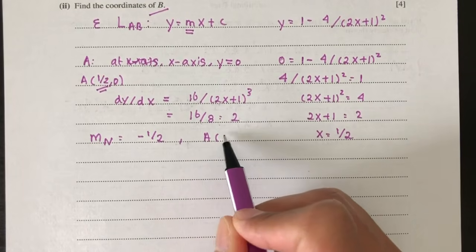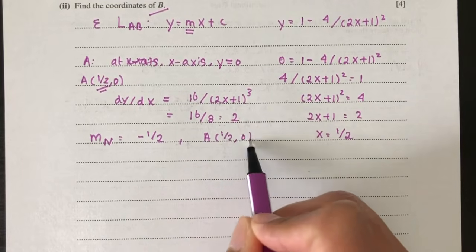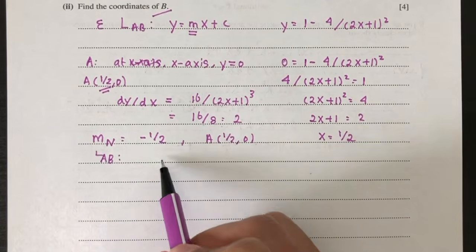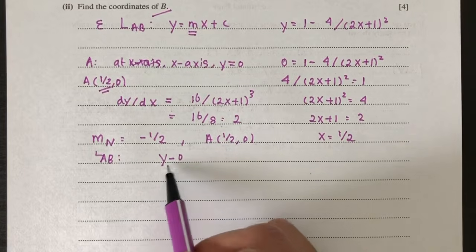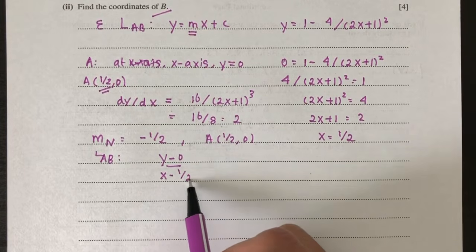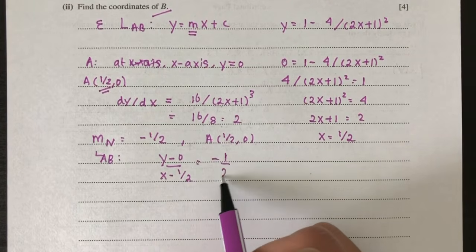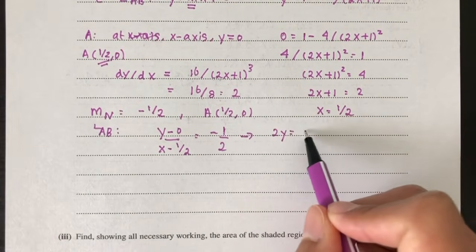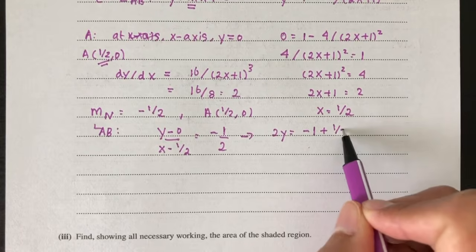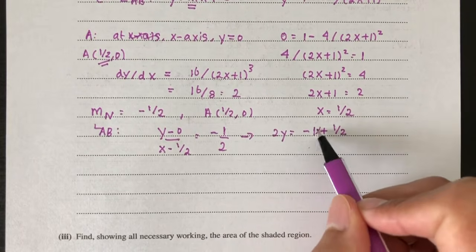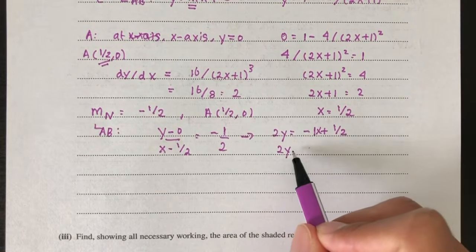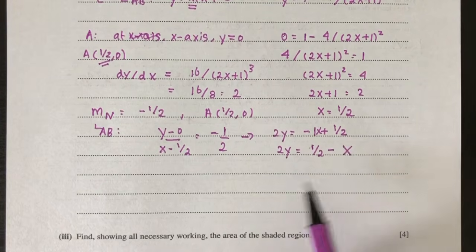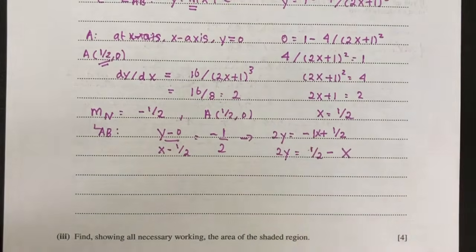So now we have the point A, half, 0. And the gradient, we can find the line AB. That will be y minus 0 over x minus half equal to minus 1 over 2. So this will be 2y equal to minus 1 plus half minus 1x. So 2y will be half minus x. Okay, so this is the equation of this line.